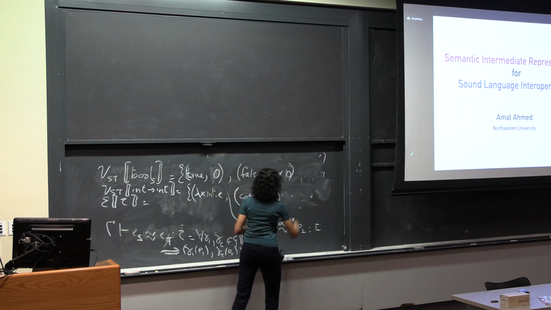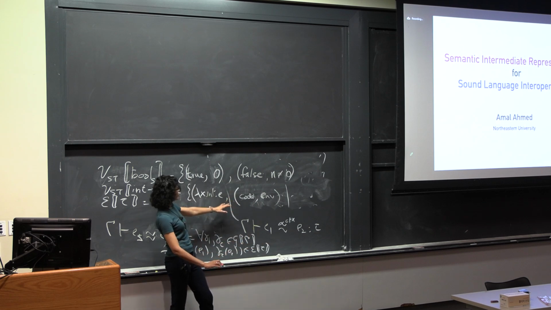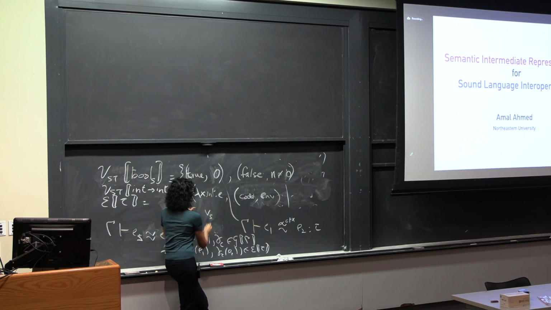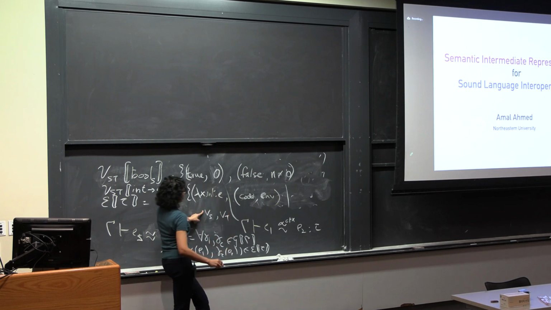And then you have to have conditions on when these two are related. But essentially what this definition would say is, if you give me a value v on the source side that is related to some value vt on the target side, right?